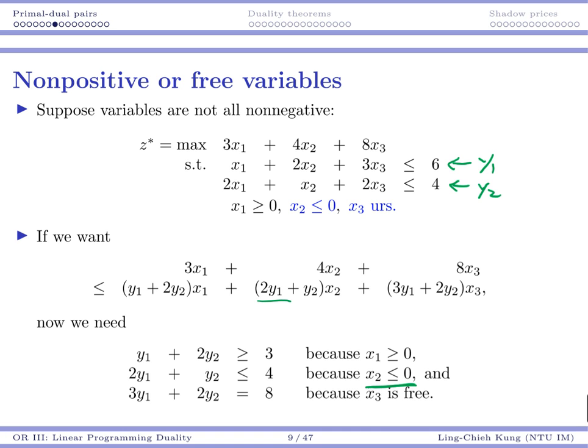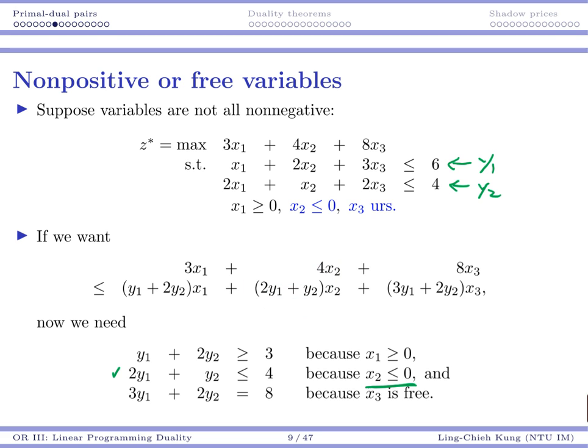If your 4 is less than or equal to 2y1 plus y2, you actually cannot make sure that the second expression is an upper bound of the first expression. Because your x2 is non-positive, what you need is to make this a smaller number, smaller than 4. This is something you need.